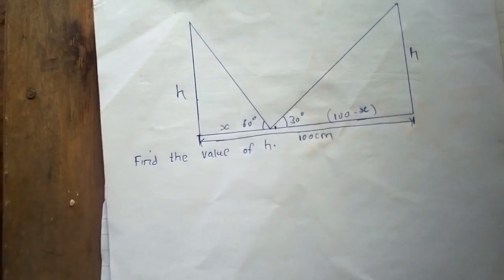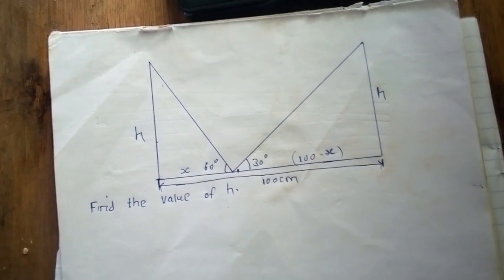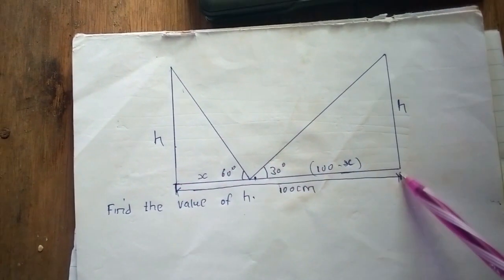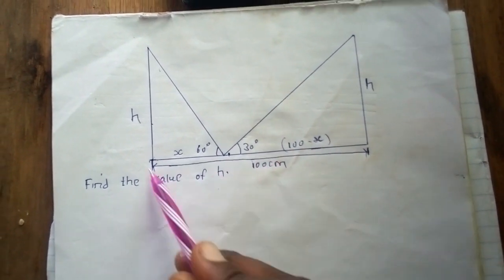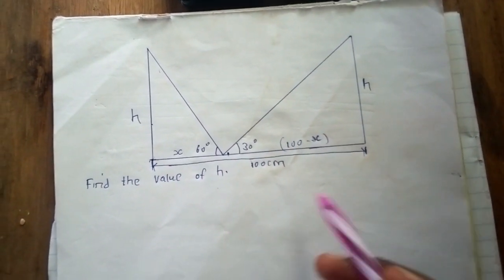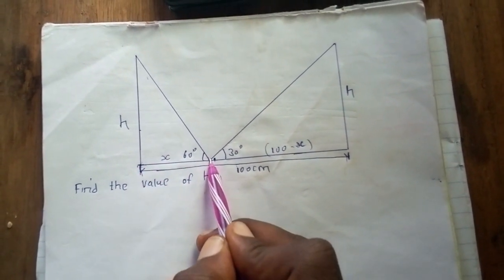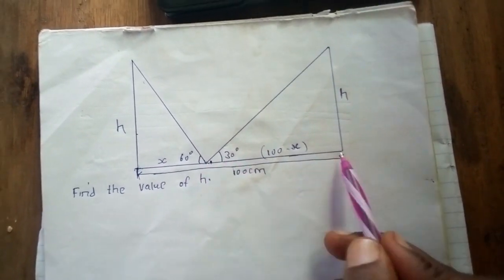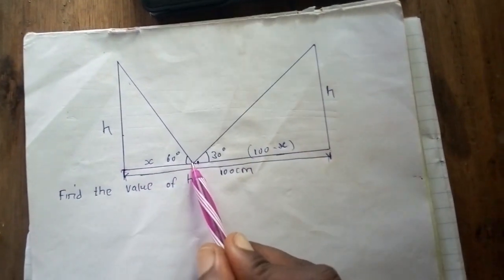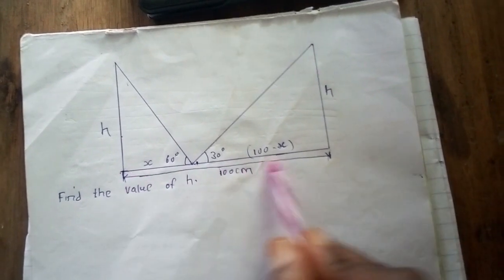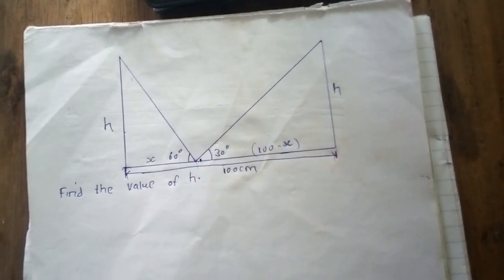So you are given the question and you are told to find the height of these two triangles. So the height is uniform. We are given this as 100 centimeters. Now let's start by, let's say this is x. If the base of this triangle is x, the base of this bigger right angle triangle is going to be 100 minus x.